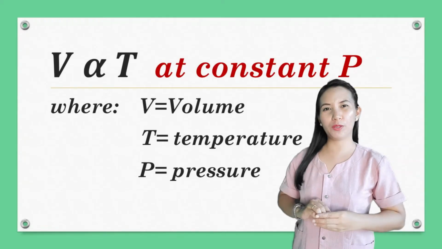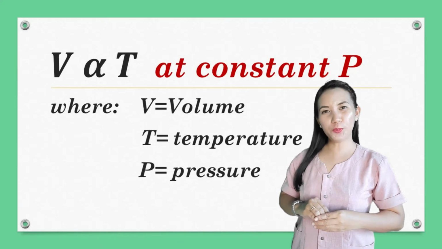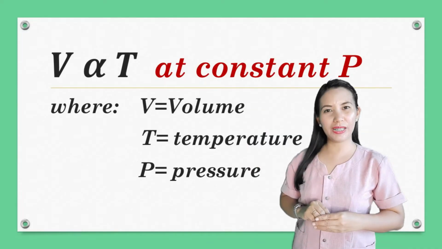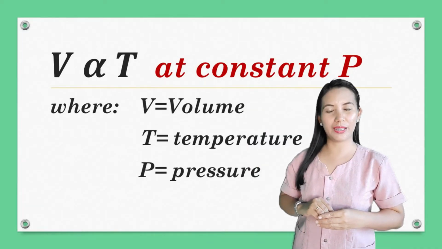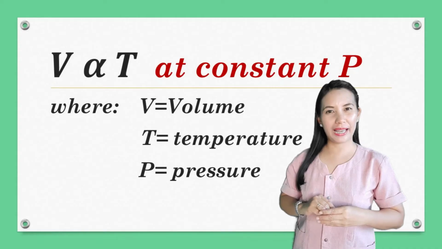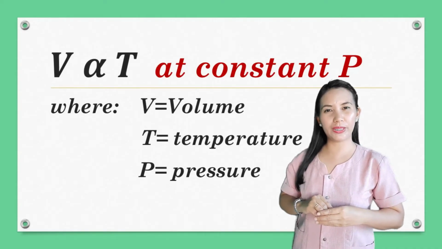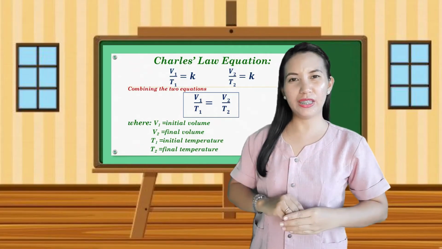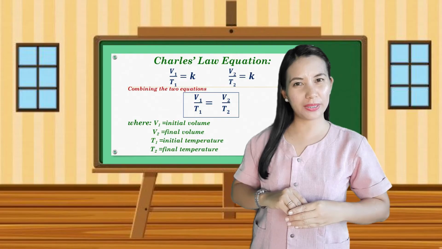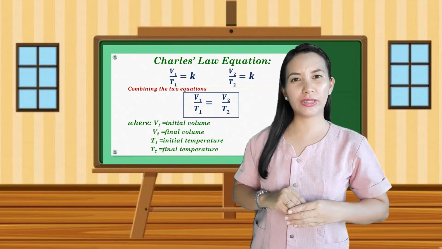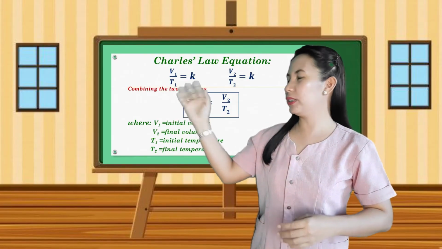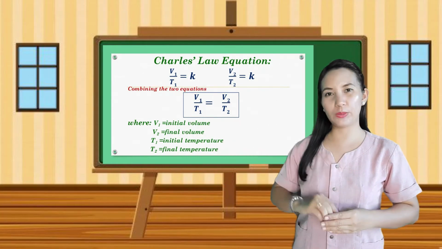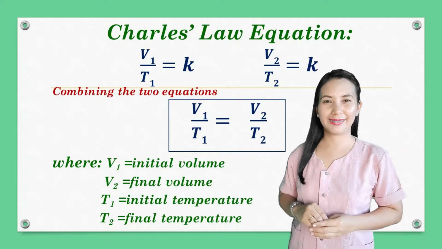The relationship between volume and temperature can now be written mathematically as V is directly proportional to T at constant P, where V is the volume of the gas, T is the temperature, and P is the pressure. Considering the initial and final values of volume and temperature, our equations are V1 over T1 is equal to a constant, and V2 over T2 is also equal to a constant.